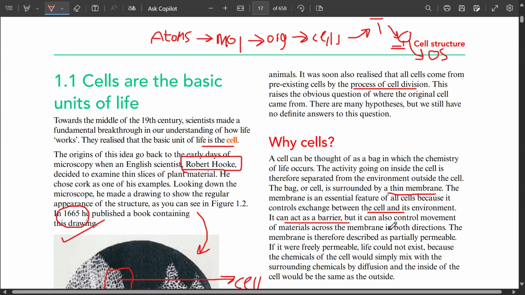Can you tell me what the term partially permeable membrane means and what freely permeable membrane means? Partially permeable means it lets smaller molecules in, but the bigger molecules it doesn't allow. But freely permeable, it lets everything in.